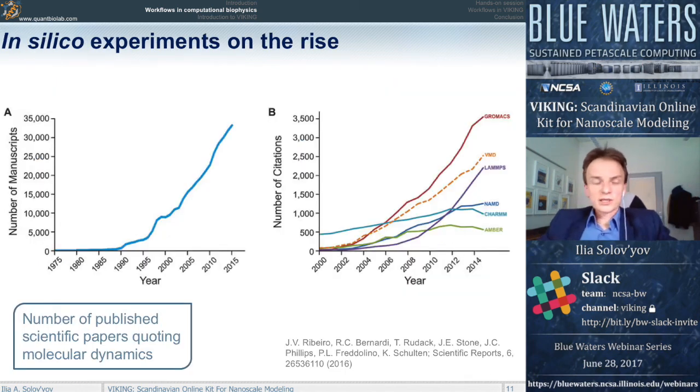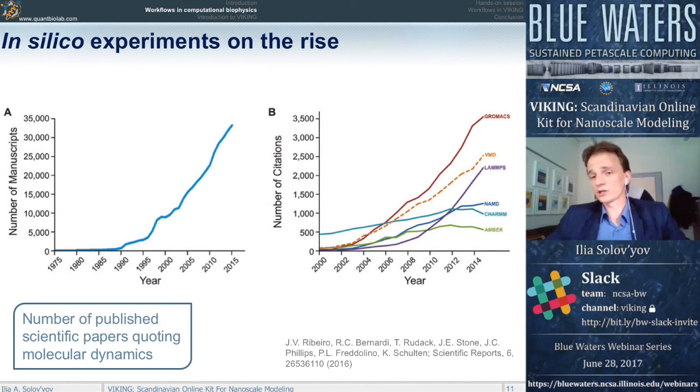Also, I think it's worth mentioning in my introduction that the number of papers devoted to computations has risen a lot during the last years. On this graph you see the number of papers published every year that in some way quote the words molecular dynamics. I would be correct in saying that this is sort of an exponential growth. Just 2 years ago, there were about 35,000 manuscripts published that somehow dealt with molecular dynamics.